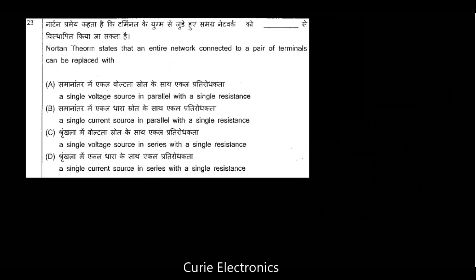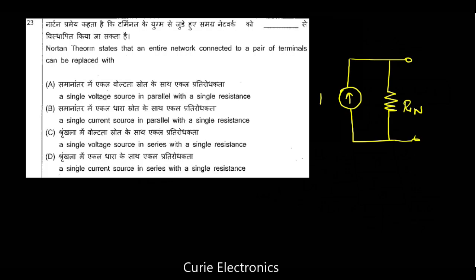Norton theorem states that an entire network connected to a pair of terminals can be replaced with what? As per the Norton theorem, any linear bilateral circuit, we can replace with a single current source. This shows a current source with a parallel resistor. This resistor is known as the Rn, Norton resistance, and this is the In, Norton current.